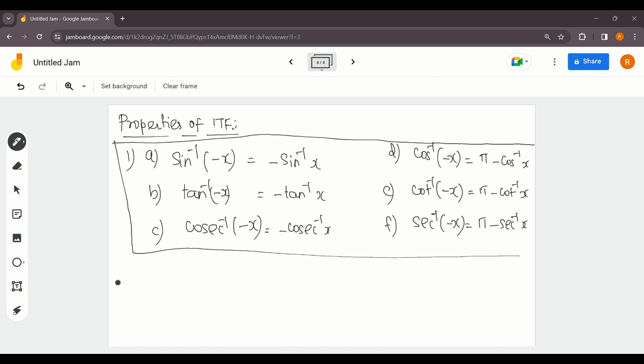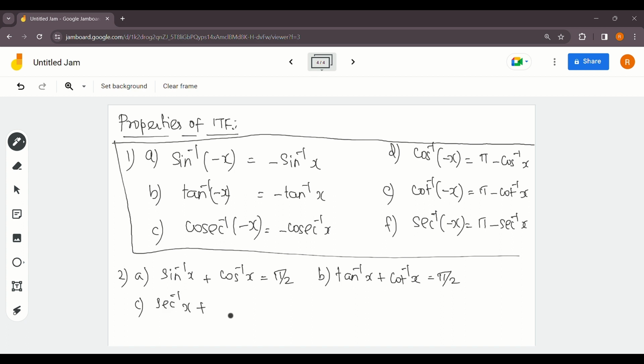So now let us look at the second property. There are of course three subdivisions. First, sine inverse x plus cos inverse x equals pi by 2, and tan inverse x plus cot inverse x is equal to pi by 2, and sec inverse x plus cosec inverse x is also equal to pi by 2. So this is about the second property. Now we will see the third property.